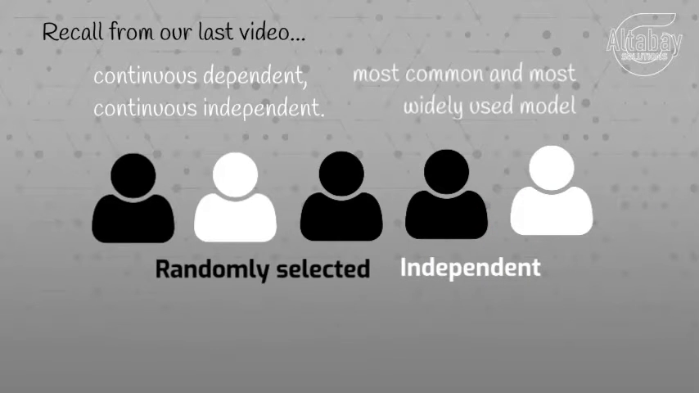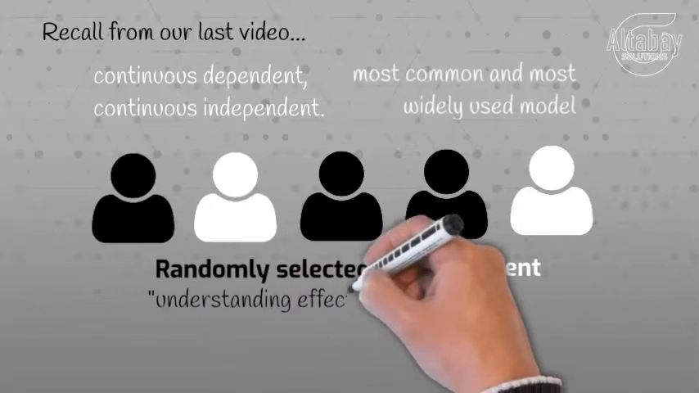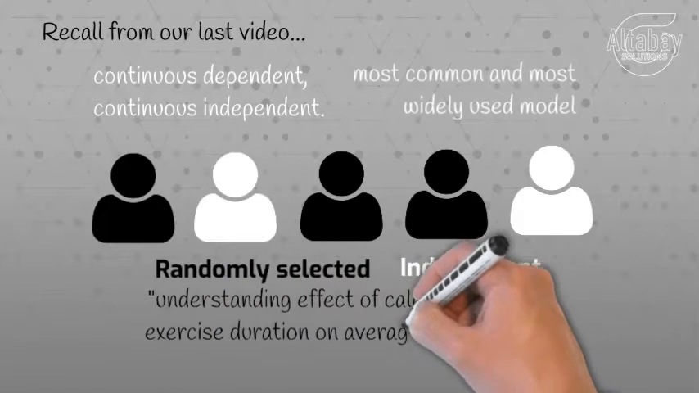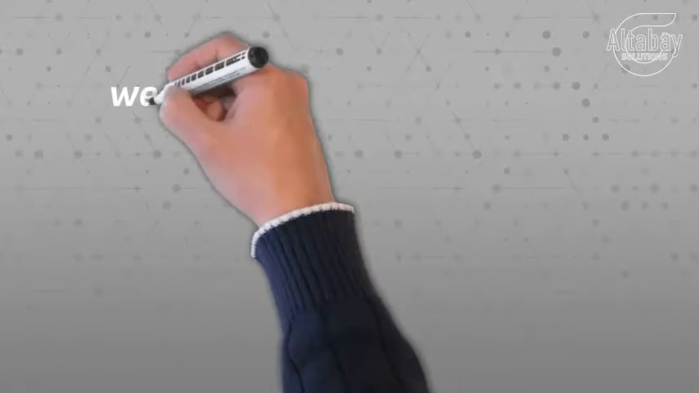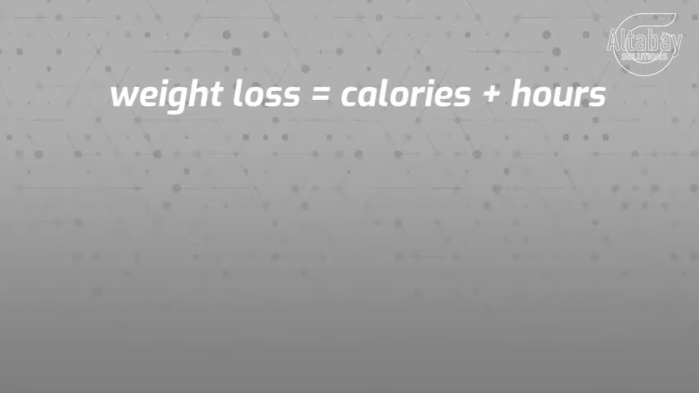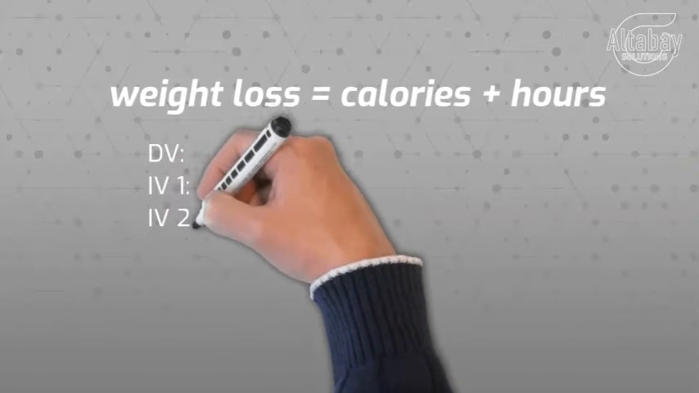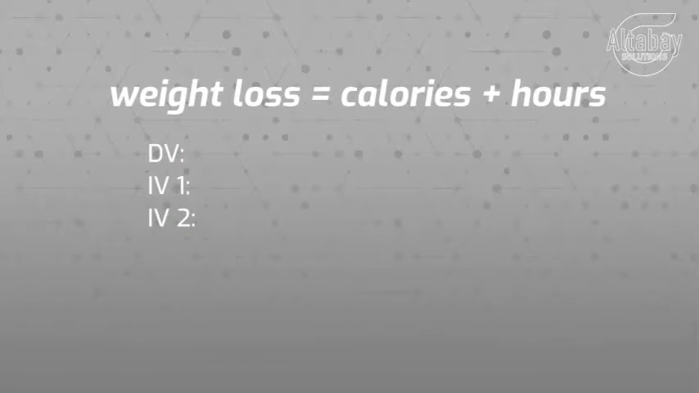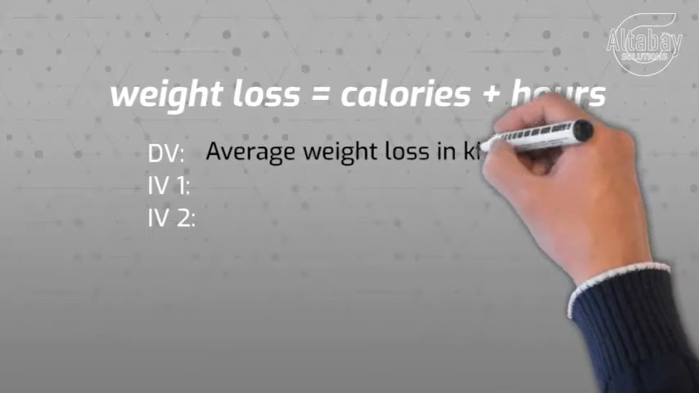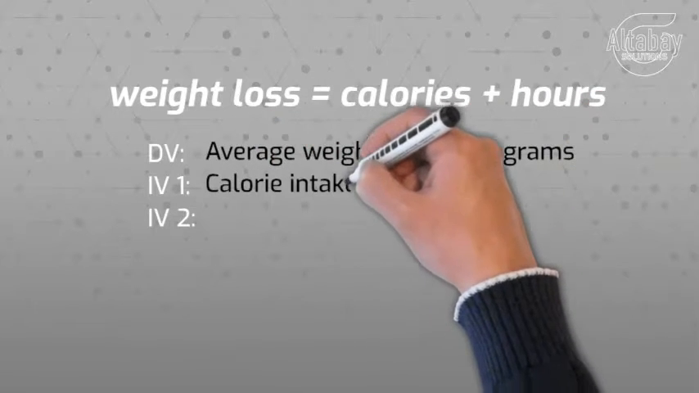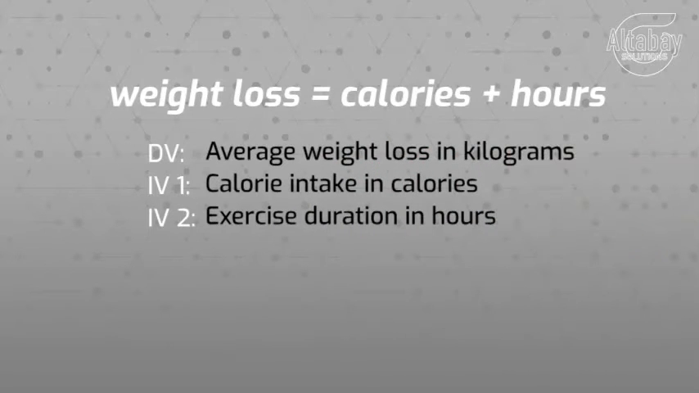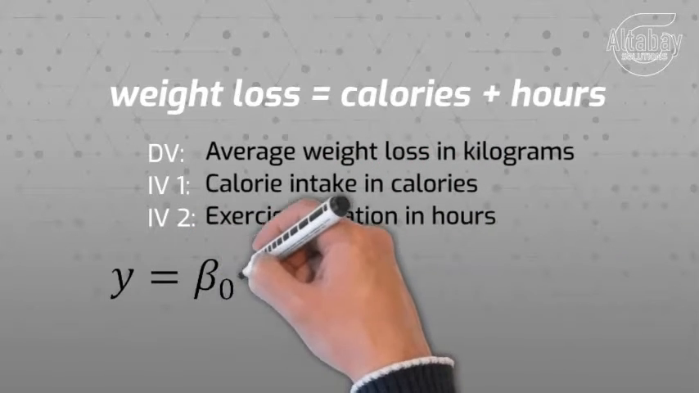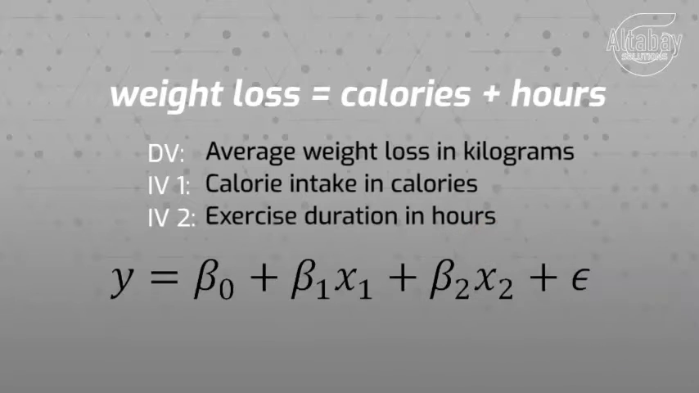Now we can go to our example of understanding the effect of calorie intake and exercise duration on average weight loss in kilograms. We can represent this with the simple equation weight loss equals calories plus hours. From here, we can define our dependent variable and two independent variables. Average weight loss in kilograms being the dependent, and calorie intake in calories and exercise duration in hours as our independent variables.